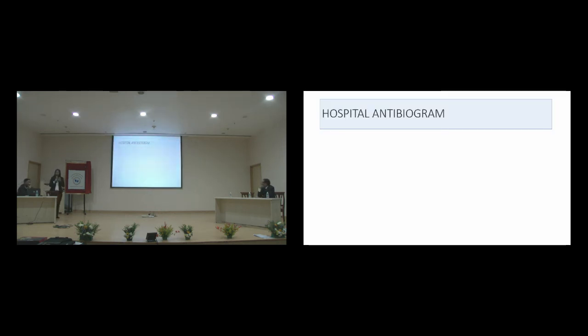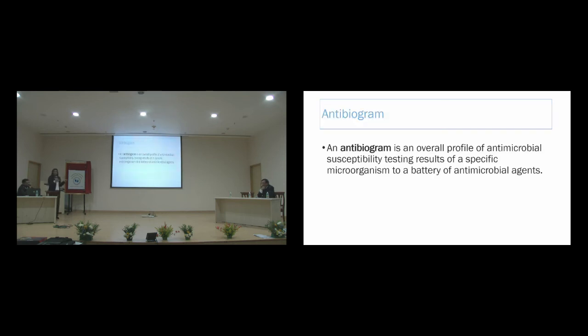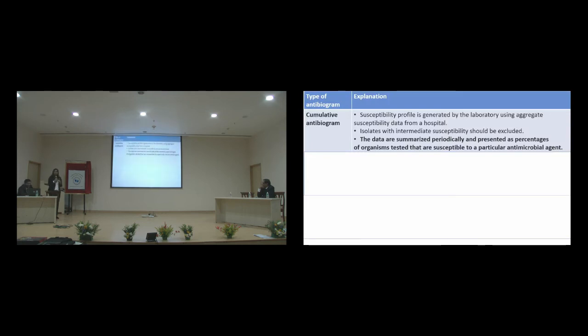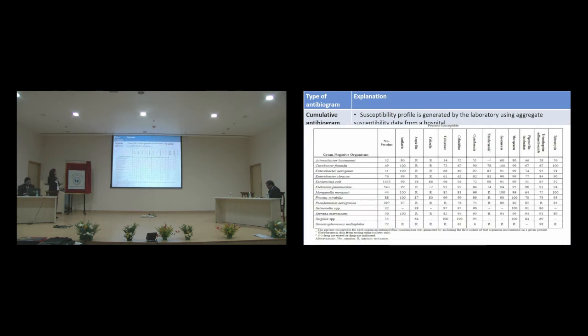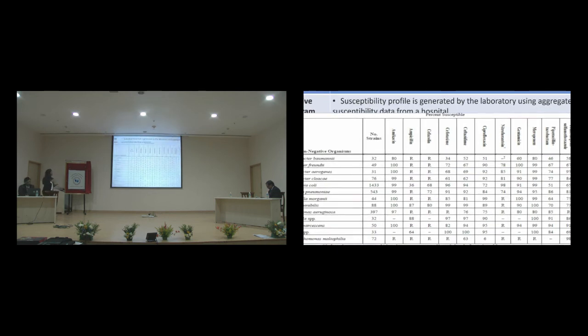Next, coming to a brief note on the hospital antibiogram. So what is an antibiogram? An antibiogram is an overall profile of antimicrobial susceptibility testing results of a specific microorganism to a battery of antimicrobial agents. So what are the different types of antibiogram? The most commonly used one is the cumulative antibiogram. Here the susceptibility profile is generated by the laboratory using aggregate susceptibility data from the hospital. This is the picture showing a cumulative antibiogram. This is the organism and this is the antibiotic for which we are calculating the susceptibility percentage. This is how a cumulative antibiogram will look.